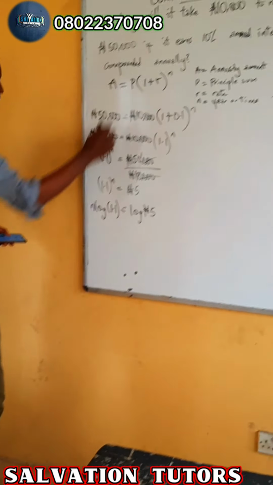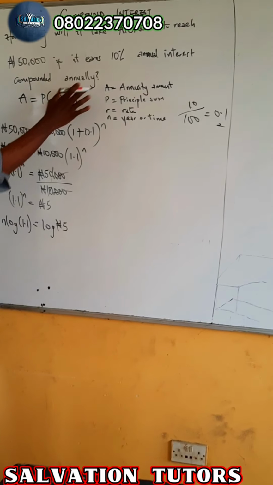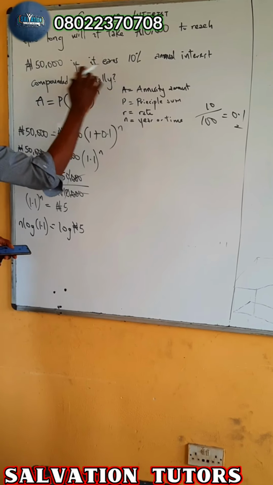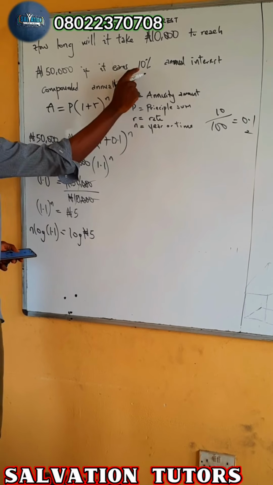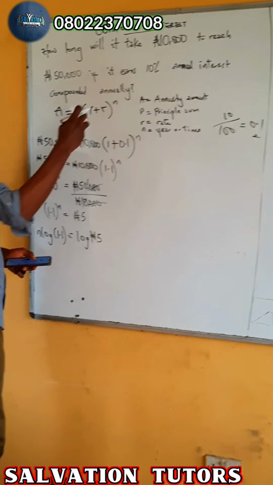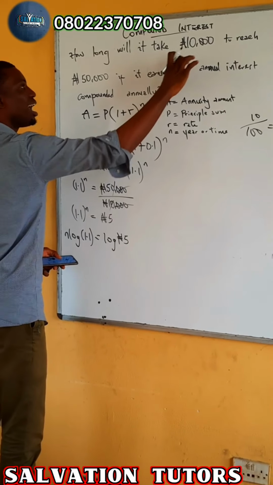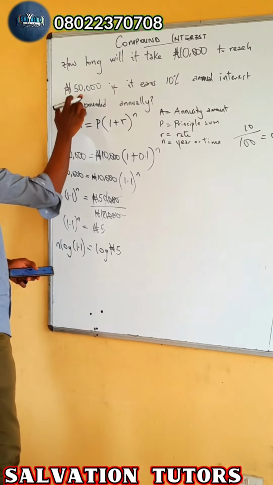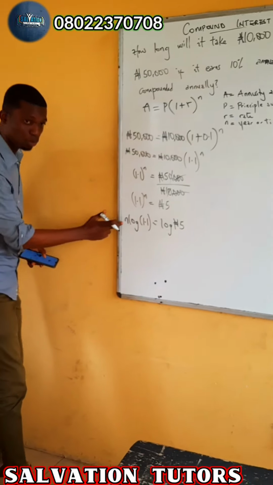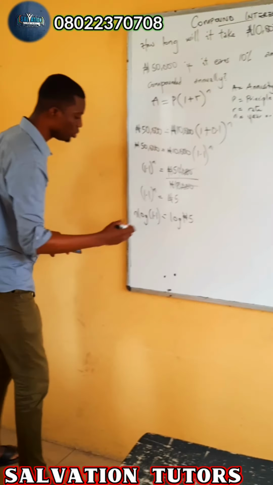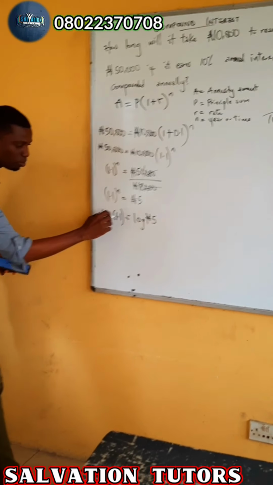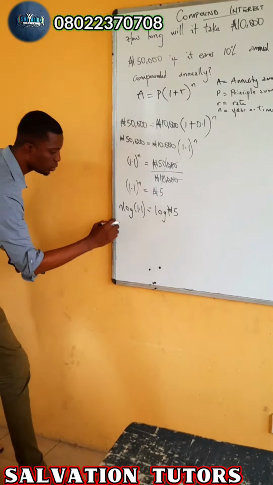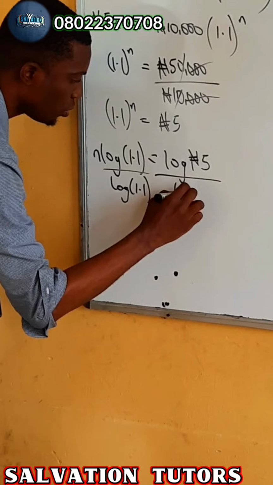We don't know n stands for year and time, and we don't know how long it will take us if we have 10,000 and it's compounded annually, how long will it take that 10,000 at 10% interest rate to get to 50,000? So this is the n we're looking for. We want to find out how long it will take. So what do we do? We divide both sides by log 1.1. So we say what? Log bracket 1.1, only what? Log 5.